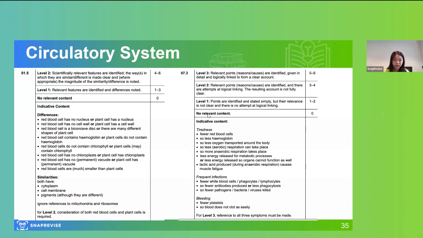Okay, I think that's it for now for this circulatory system. Any questions on this, please put it in the Q&A now. I'll give you maybe 30 seconds to see if you guys have any questions. But I think I should have answered them throughout, I believe. So should be fine.